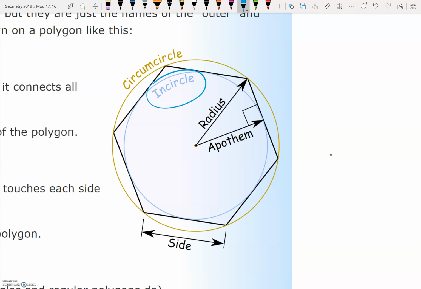So there are two things we have here. The distance from the center to the circumcircle is going to be the radius, and the distance to the incircle, that is called the apothem. Now the apothem is actually what we care about here. This is called a side length, but you know that that's just one of the distances of our shape. So how are we going to use this information to help us find the area?